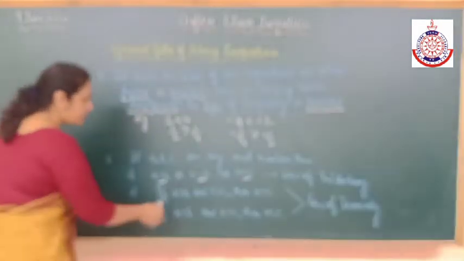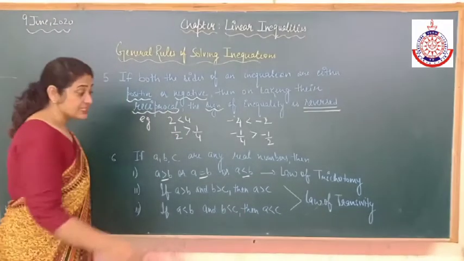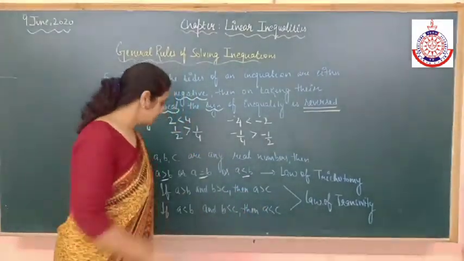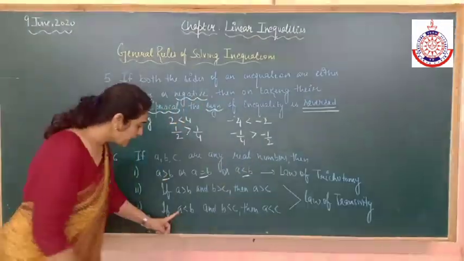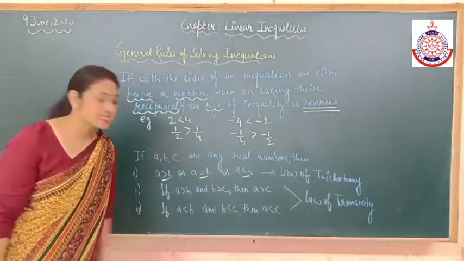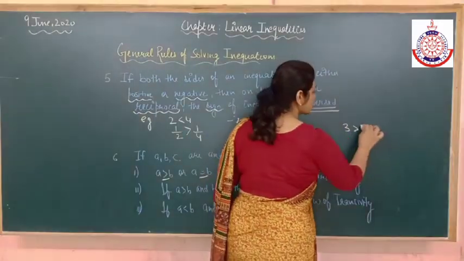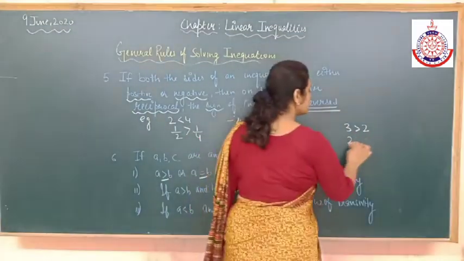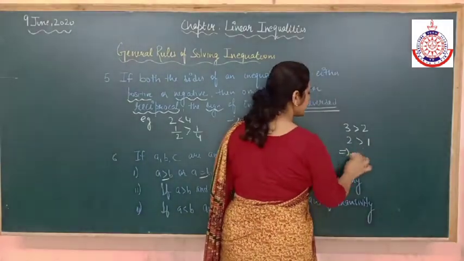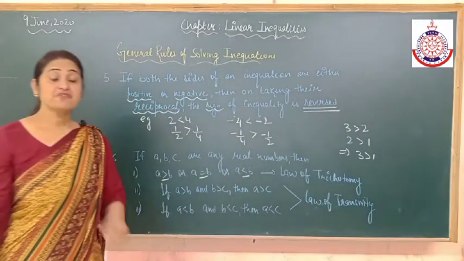Alright. Now if A is greater than B and B is greater than C, then definitely A is also going to be greater than C. Just take an example. And the same way it is for less. If A is less than B and B is less than C, then A is less than C. Suppose I say 3 is greater than 2, and 2 is greater than 1. So what does it imply? 3 is greater than 1. So this is the law of transitivity.